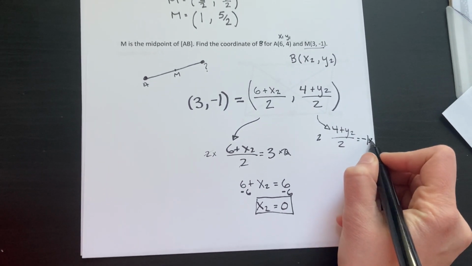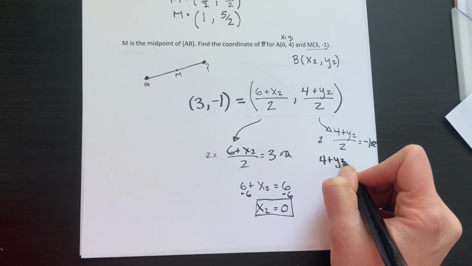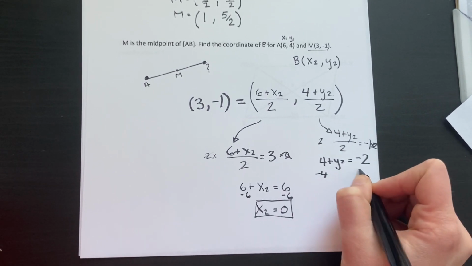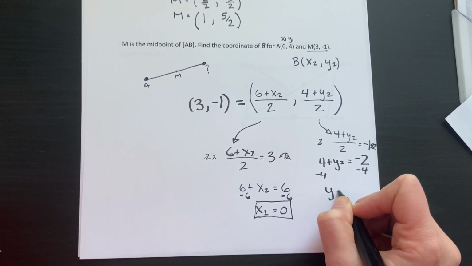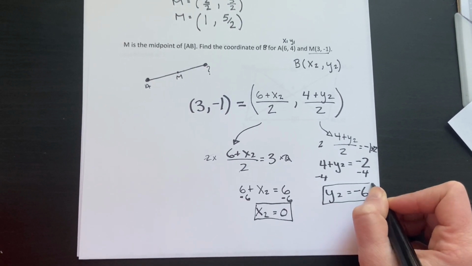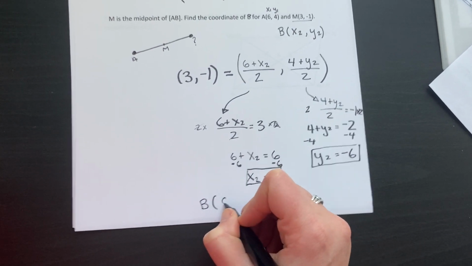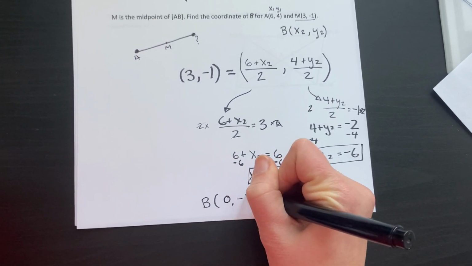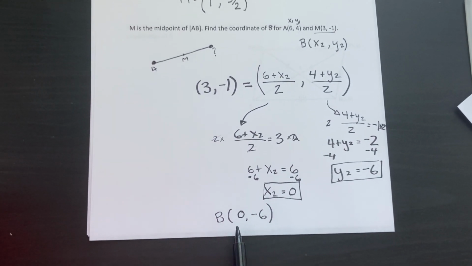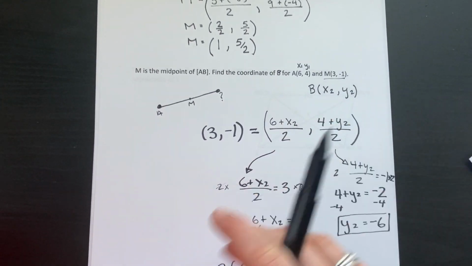So I would have 4 plus y2 equals -2. Then I could subtract 4, and I get y2 equals -6. So I know that my coordinate for B is 0, -6. Again, if we want to double check this, we can check that the midpoint between B and our A comes out as 3, -1.